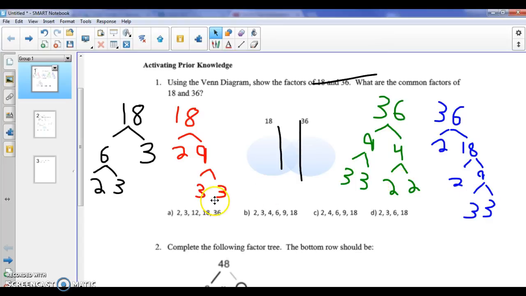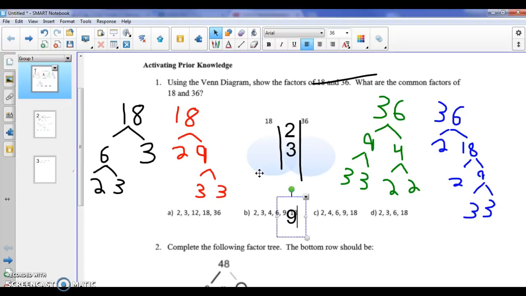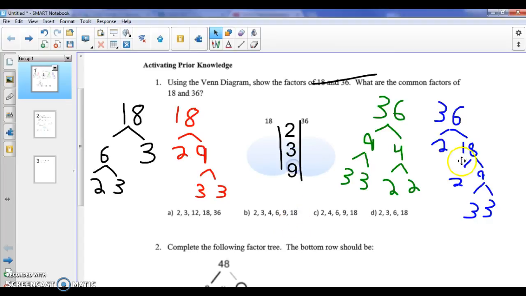So I have, let's start off on the bottom, and I can see I have 2 and 3, and 2 and 3 are both factors here. So I can take my number, I'm going to insert it in the middle. 2, 3 are both common factors. I see that I have 9 as well, so 9 is a common factor. 4 I have on the 36 side, but not on the 18 side. So I'm going to add 4 over here.